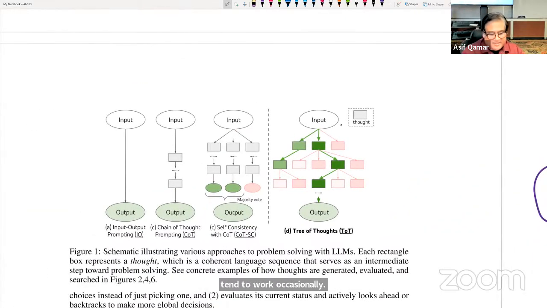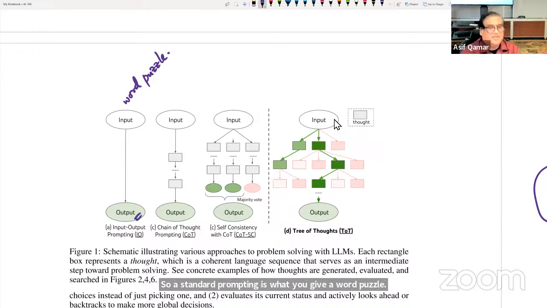So let's look at this diagram, which is for the tree of thought world. This is an iconic, famous picture. It's supposed to convey the entire thing. So what is standard prompting? You give a word puzzle. From the word puzzle, you get an output. Some number may come out, 23. Now, empirical evidence says straightforward input-output prompting does not lead to robust results.